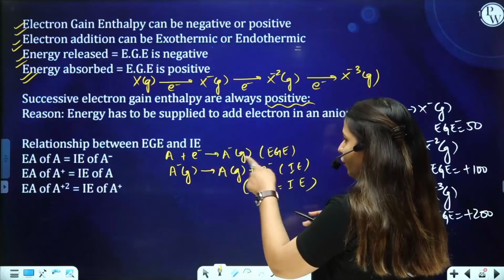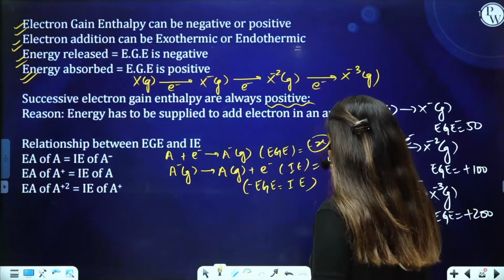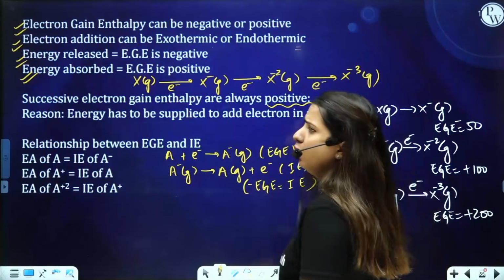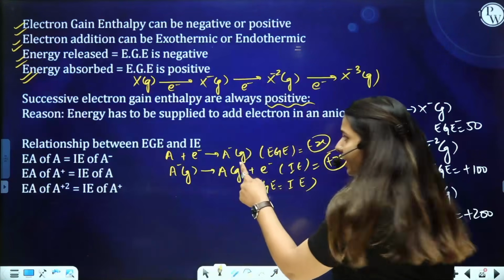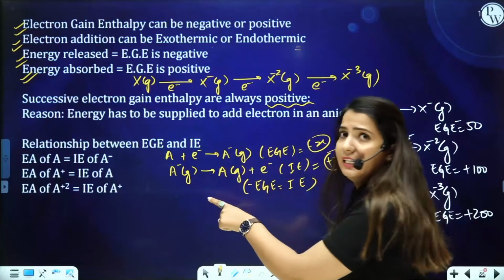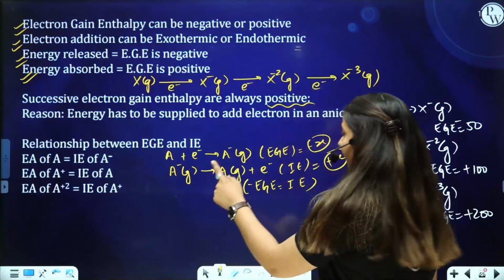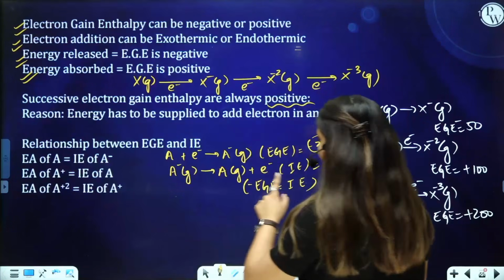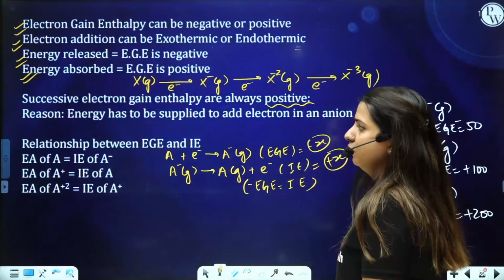If the energy released is minus x, you have to supply only this much energy to release that electron. You have added the electron, some energy is released. If you want to remove that electron, that much energy you have to supply. So the electron gain enthalpy of X will be the negative of the ionization energy of X minus. This is the meaning of the statement.